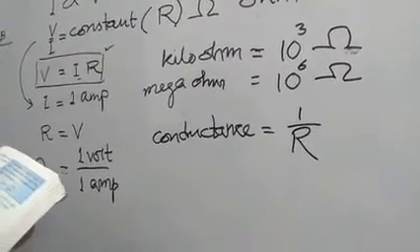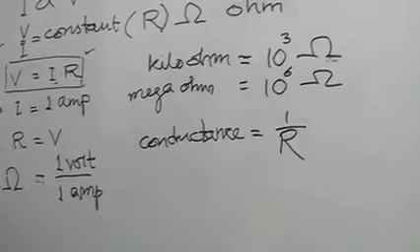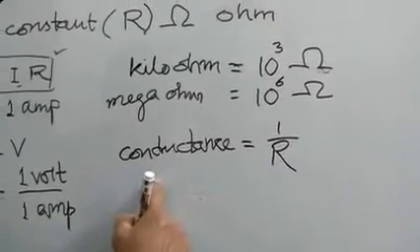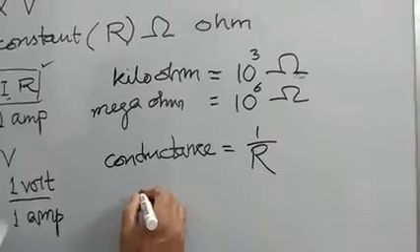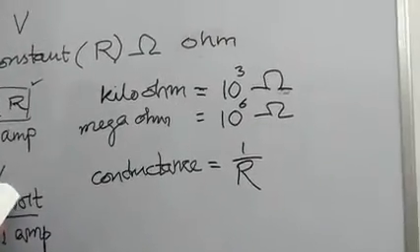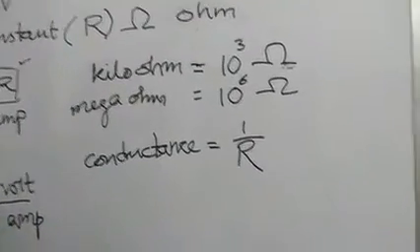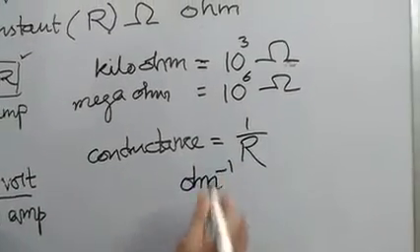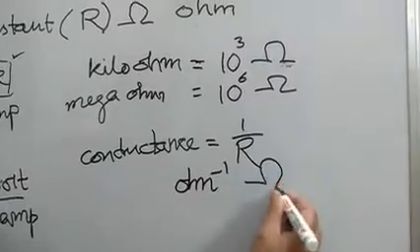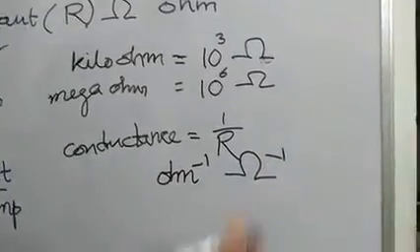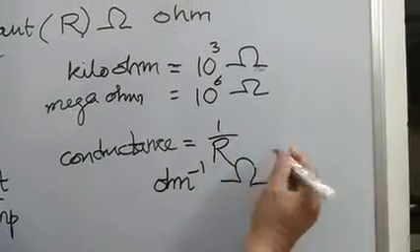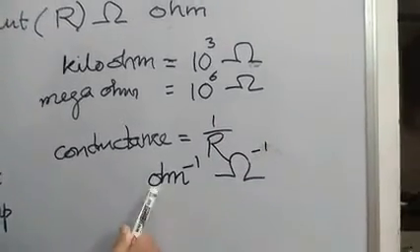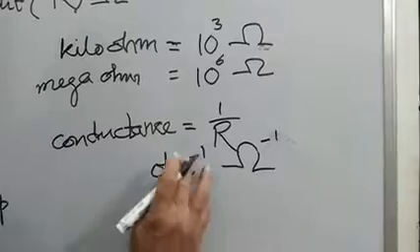And this conductance has a unit also. The unit of R is ohm. Therefore, the unit of conductance will be inverse of ohm, or maybe like this. Earlier days, when we were students, when we were doing our graduation, we did not call it reverse of ohm, but we called it this.